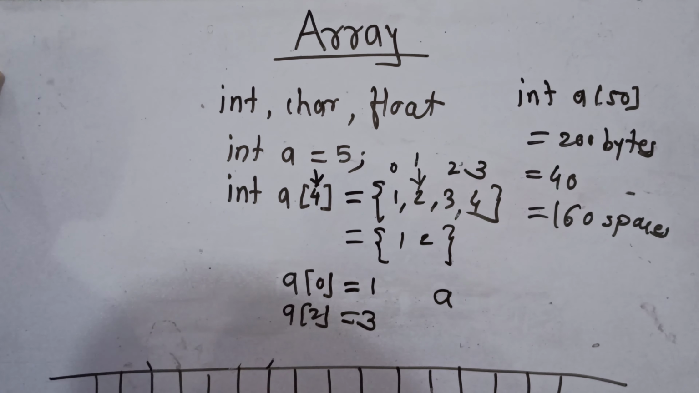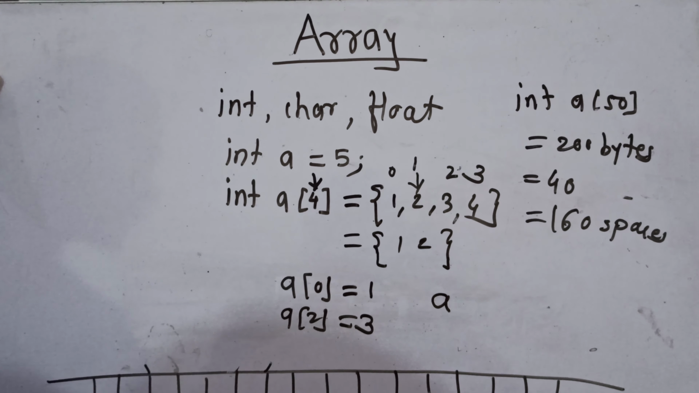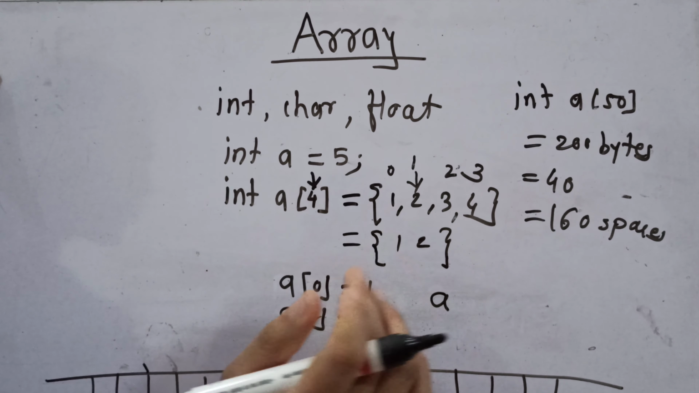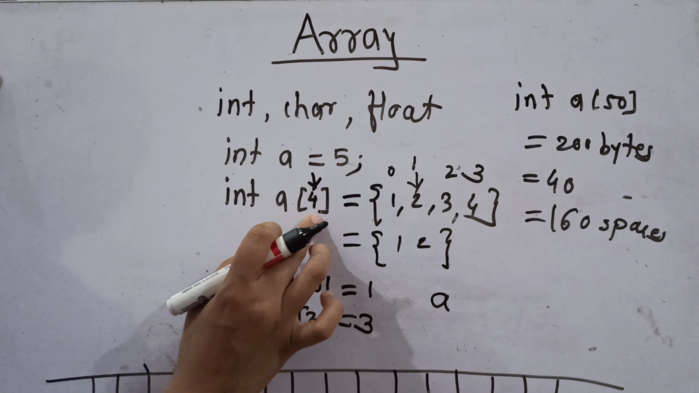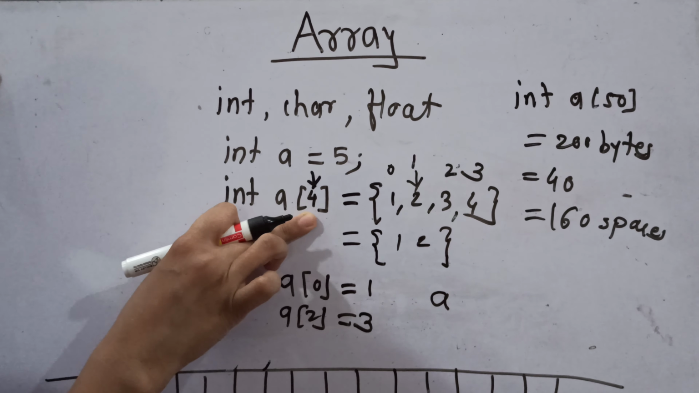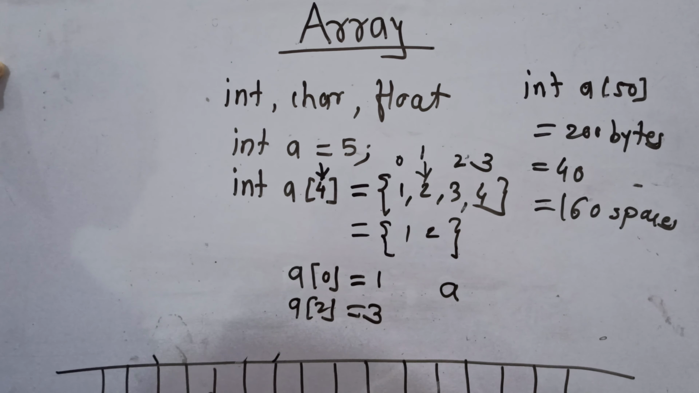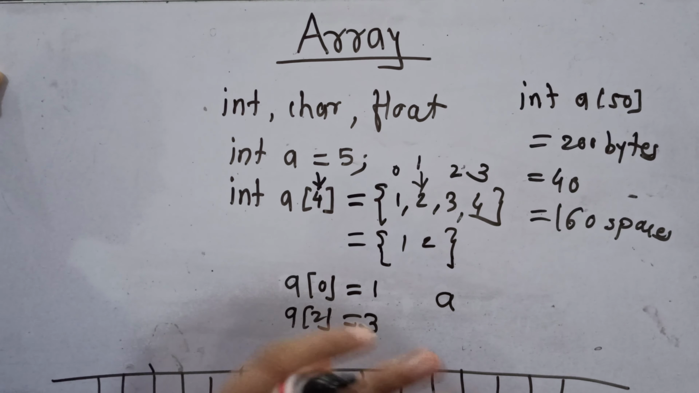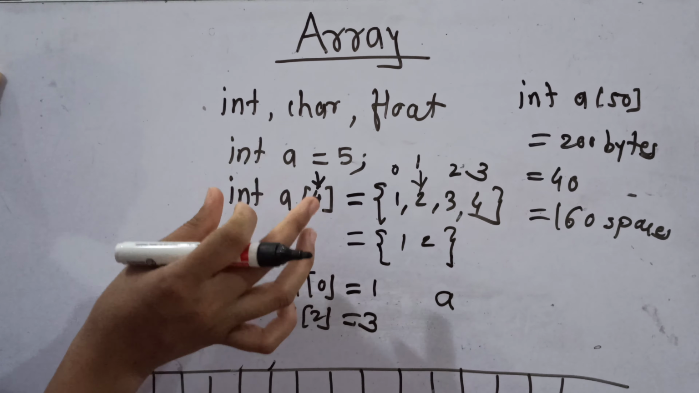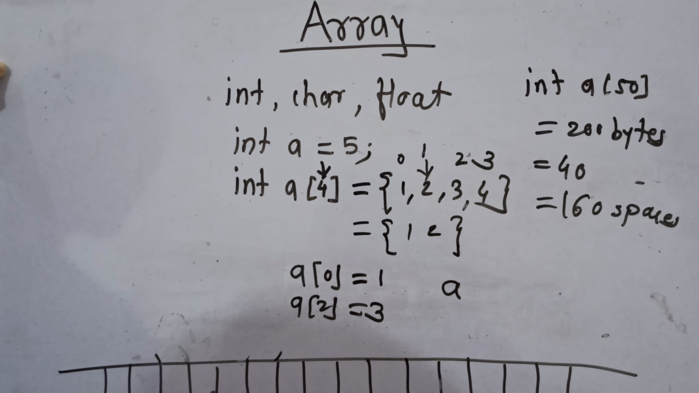The reverse case is also there. In this case, I have declared the integer a of 4, and suppose I want to do the programming with 10 elements. Then as I have declared only 4 spaces, I can accept a maximum of 4 elements from the user. I can't accept 10 elements from the user. So this is also a shortage of memory. This is another disadvantage of the array.